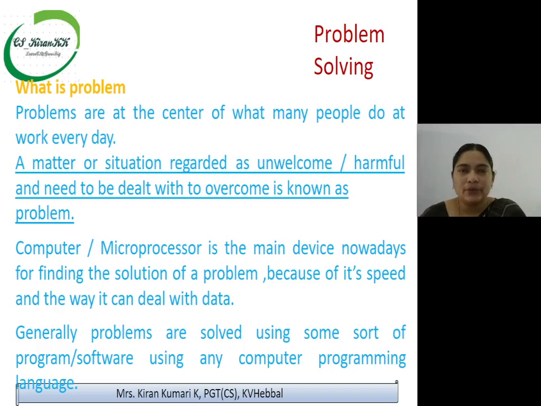Whenever we are facing problems, we can go to others for help, but nowadays the main solution we are looking to is the computer or microprocessor. Why are we going to computer or microprocessor nowadays? Most frequently, people go to computer or microprocessor as the speed, the pace at which the computer gives a solution, is very fast. And not only the speed, but it is also the accuracy, right?